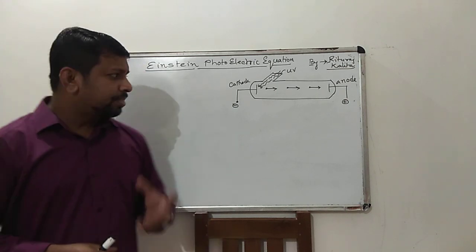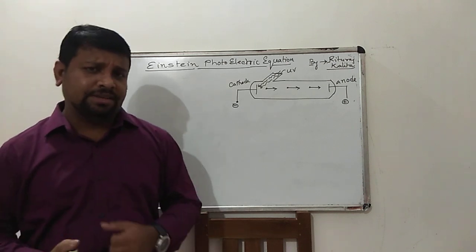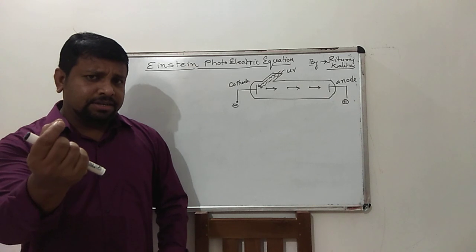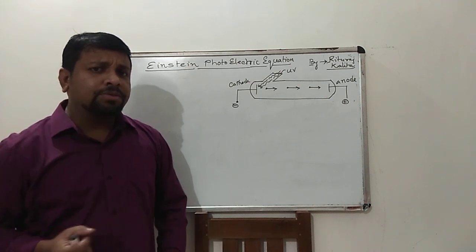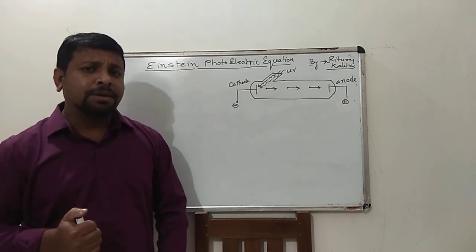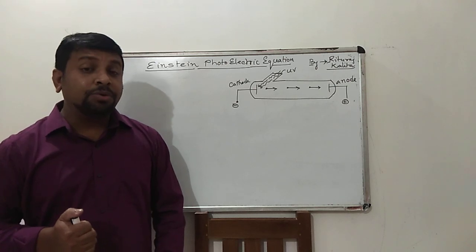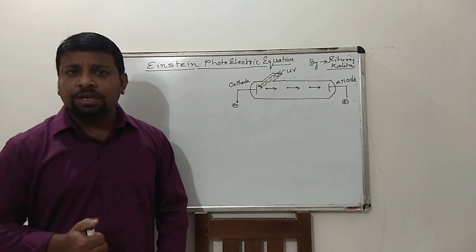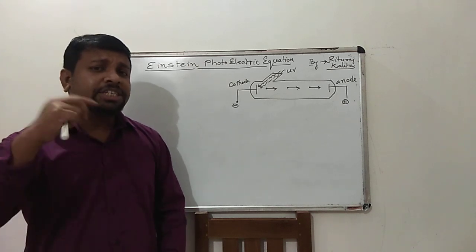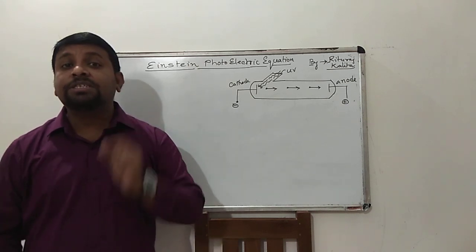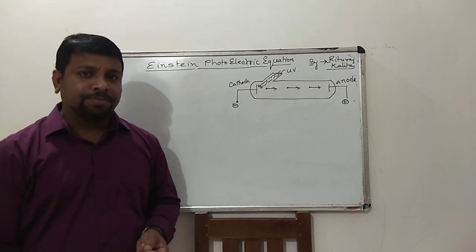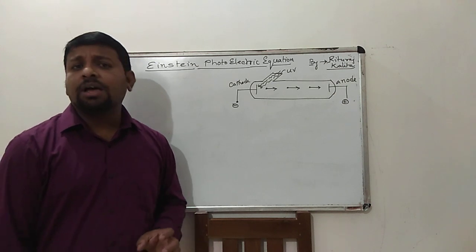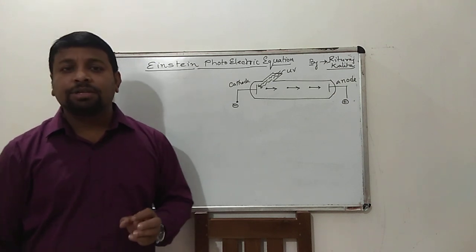According to Einstein, E equal to mc square. That means the mass of a particle is equivalent to energy. Einstein explained his photoelectric phenomena on the basis of Planck's quantum theory.